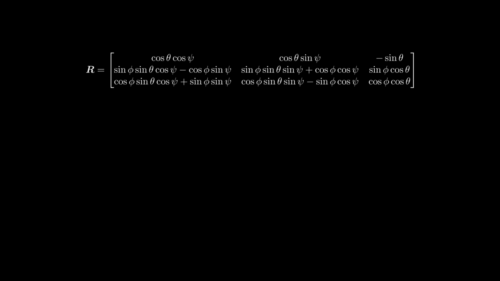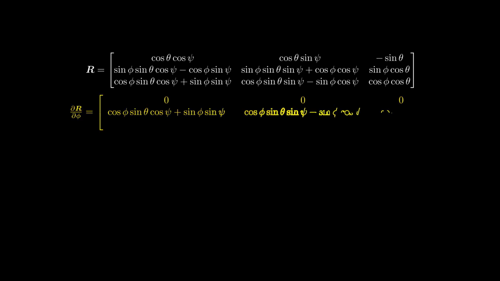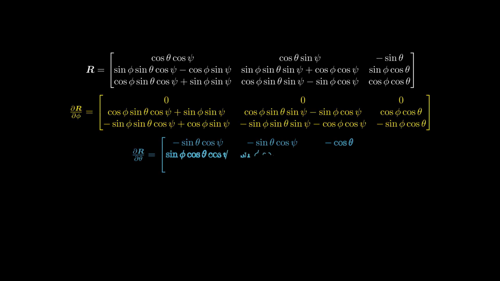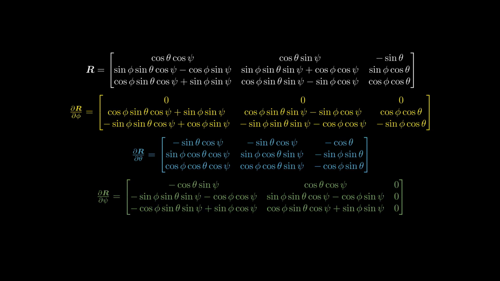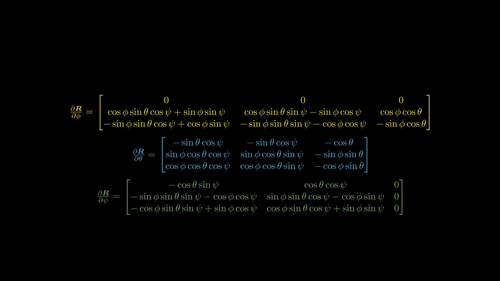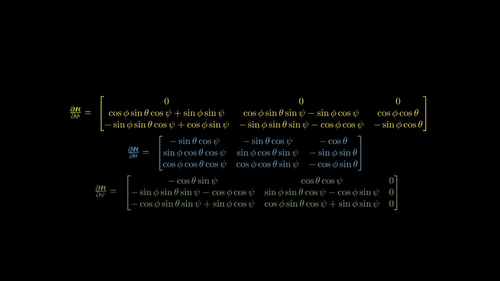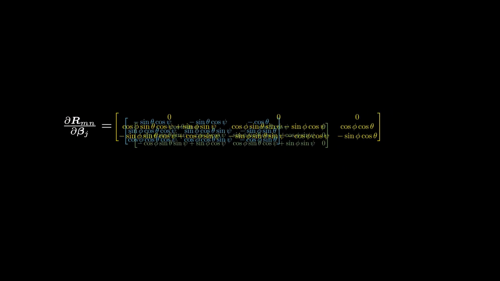Well, first, we express r as a function of roll, which is represented by phi, pitch, which is represented by theta, and yaw, which is represented by psi. We can then take the derivative of this representation with respect to roll, pitch, and yaw, or phi, theta, and psi. Now, because you have the derivative of a matrix r with respect to a vector, the vector that has roll, pitch, and yaw in it, we can form a 3D tensor with the resulting derivatives.